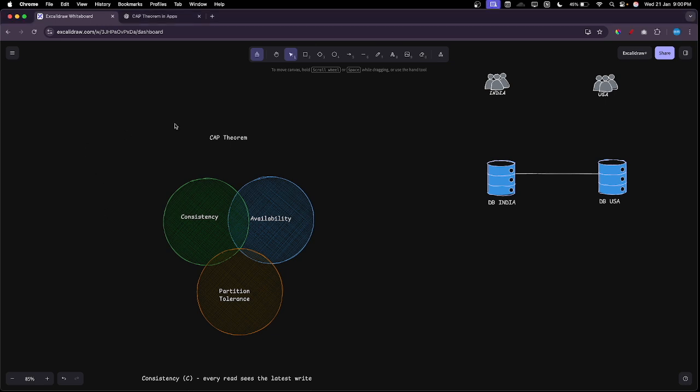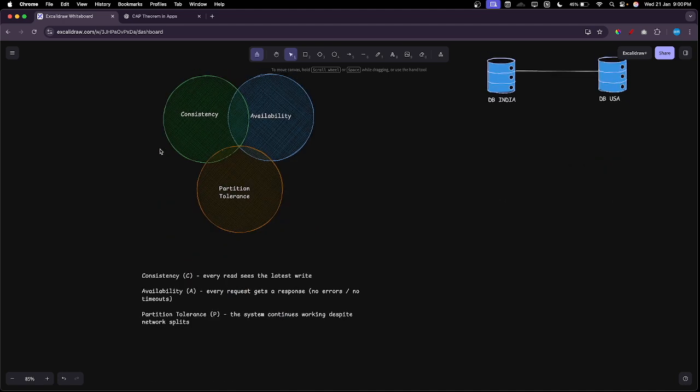CAP stands for consistency, availability, and partition tolerance. Let's understand what consistency is. In consistency, every read sees the latest write, and availability means every request will definitely get a response. There will not be any errors, and it will work as normal. And partition tolerance means the system continues working despite a network split.